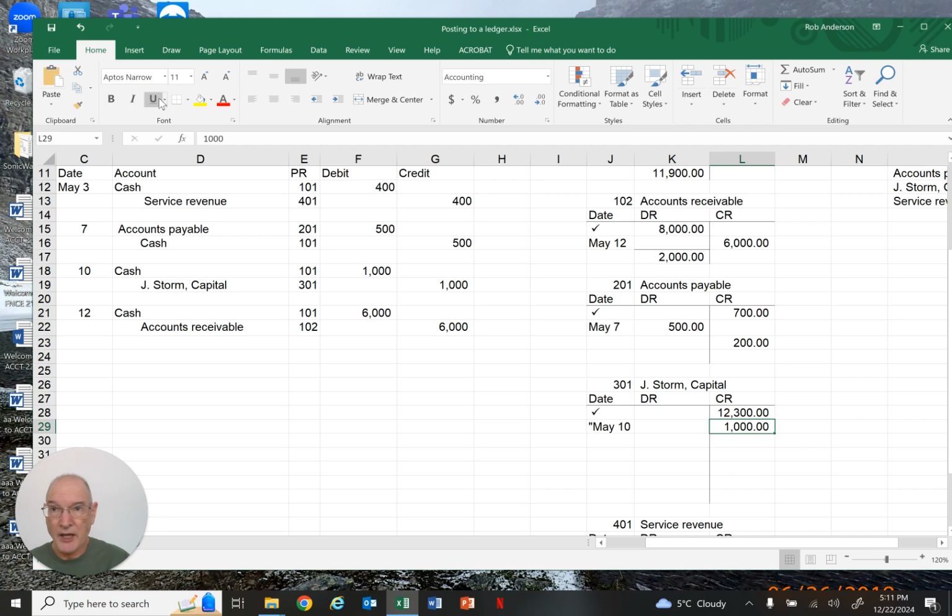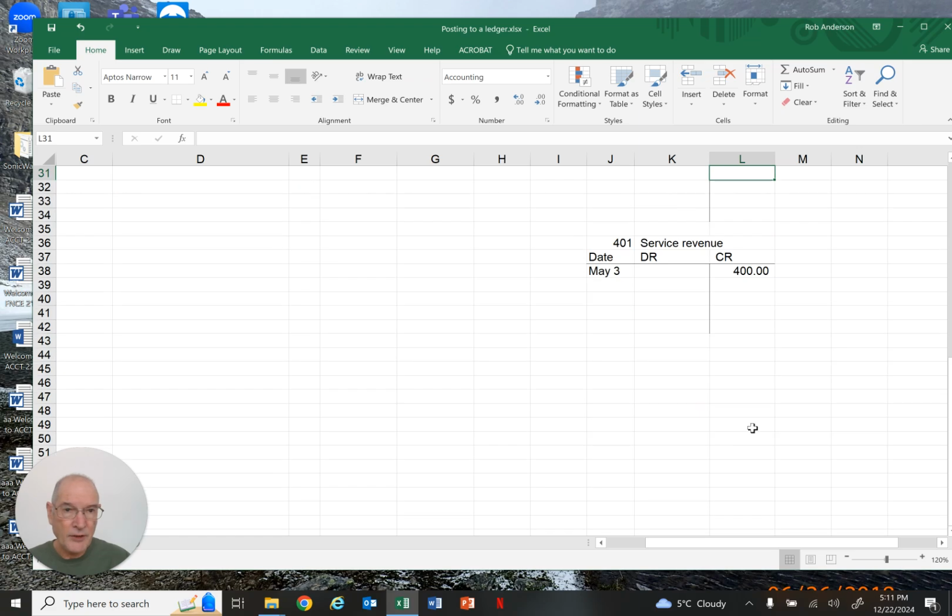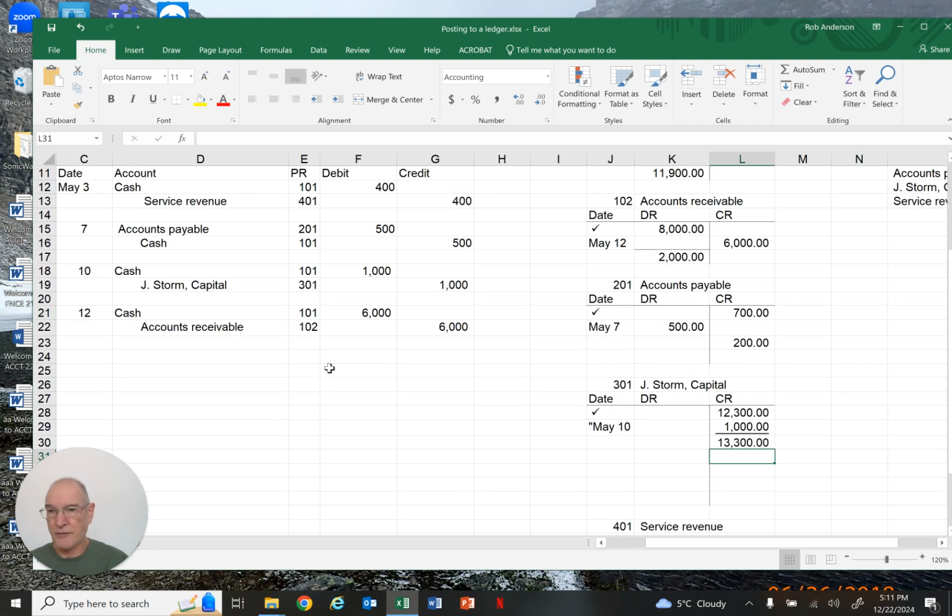Now in the capital account, we didn't actually have any debits, so we're just going to add those two. There we go. And then in the revenue account, we only had one. I don't need to balance this off. I don't need to add anything. It's just $400. Great. So we have balanced every ledger to find out the account balance on May 12th.